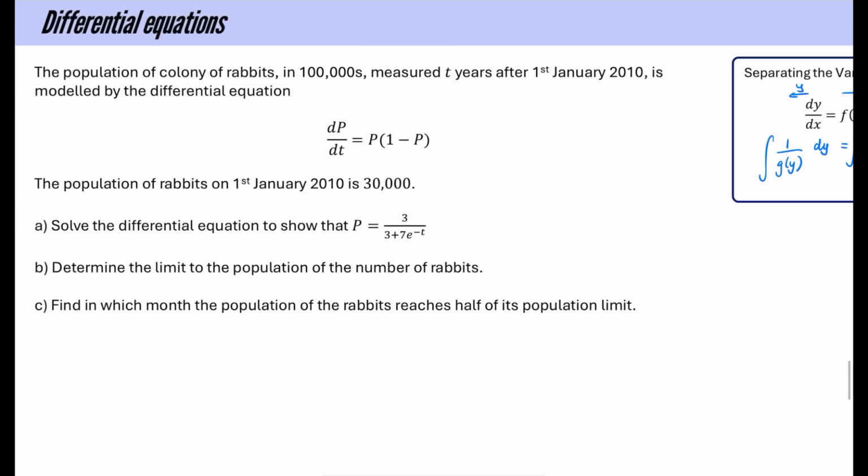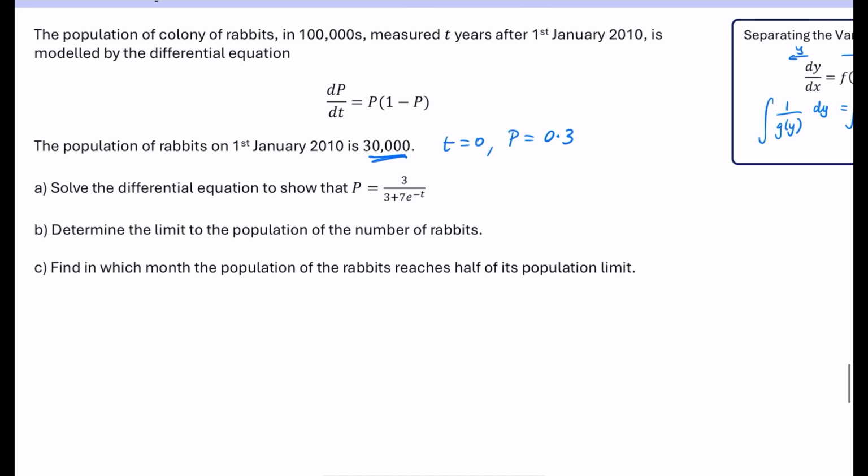So the population of a colony of rabbits in hundreds of thousands measured t years after the 1st of January 2010 is modelled by this differential equation, dp dt equals p over 1 minus p. The population of rabbits on the 1st of January 2010 is 30,000. So immediately I'm going to say here, when t is equal to 0, the population is 0.3, 30,000 out of 100,000. We're going to solve the differential equation to show that the population is equal to this thing.